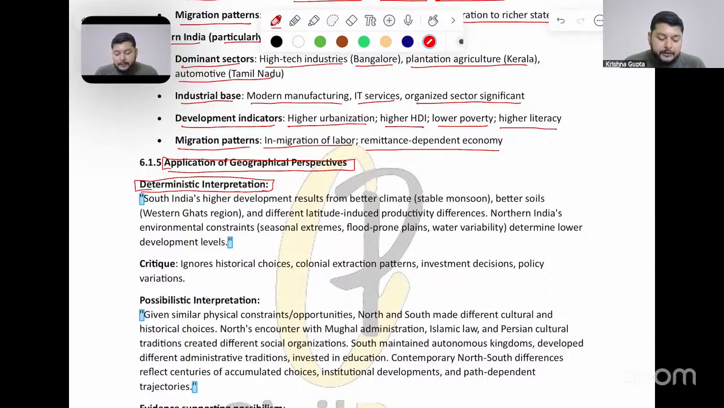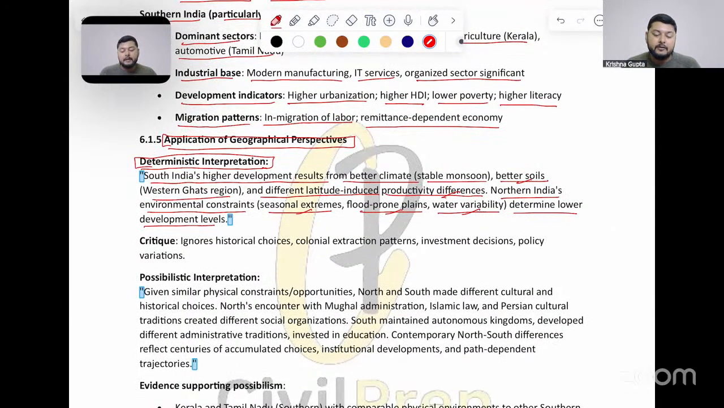That is deterministic interpretation. South India's higher development results from better climate, that is stable monsoon, better soils, the Western Ghat region, and different latitude-induced productivity differences. Northern India's environmental constraints, seasonal extremes, flood-prone plains, and water variability determine lower development levels. So this is a deterministic perspective, seeing climate or environmental factors as a constraint on the development of Northern India and Southern India. The critic ignores historical choices, colonial extraction patterns, investment decisions and policy variations. Maharashtra, for instance, is more developed than the southern states, so investment decisions, policy variations and the colonial extraction pattern are also taken into consideration here.